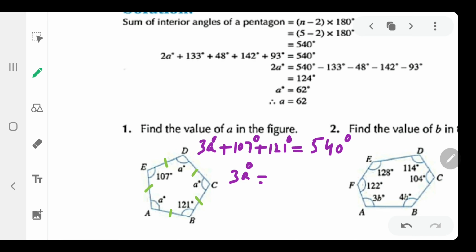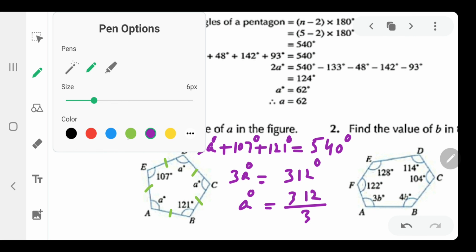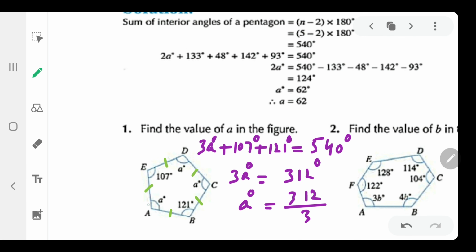So 540 minus 107 minus 121, which is equal to 312. So here we have 312 degree. We divide by 3. 312 divided by 3, what is the answer? The answer is 104. So what is the value of A here? The value of A is equal to 104. This is the practice now 6. You can solve similarly question number 2.